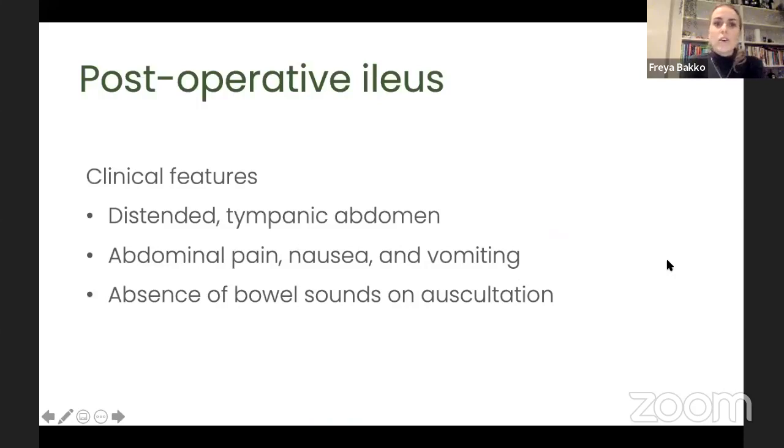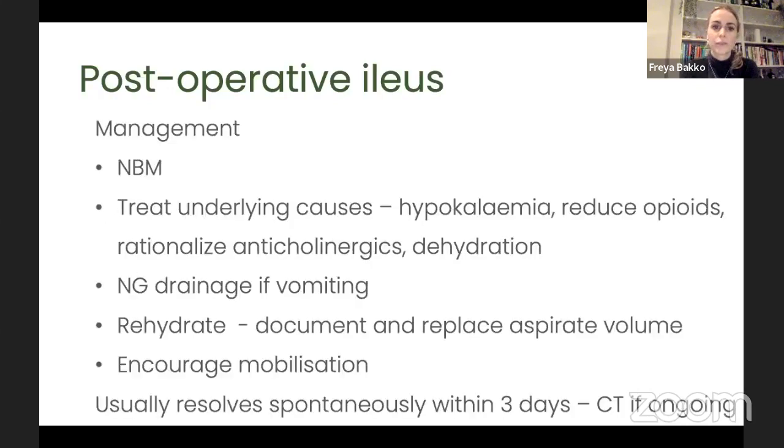So the clinical features of post-operative ileus are a distended tympanic abdomen, which you will hear on auscultation. You'll also see dilated loops of bowel with air. Patients might experience abdominal pain, they've not passed stools or flatus post-operatively, and they might be in quite a lot of discomfort. They might experience nausea and vomiting, and on auscultation of the abdomen, you might hear an absence of bowel sounds. So this is very common, and it's often not a dangerous complication of surgery, but it can cause quite a lot of discomfort, and as mentioned, it can cause delayed discharge.